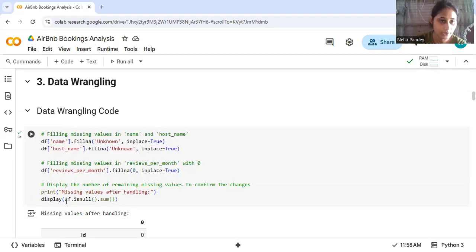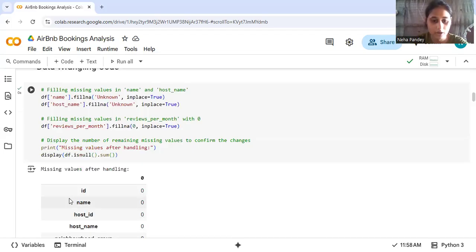Then data wrangling code. Now let's move on to the data wrangling process, where we handle missing values in our dataset. First, we notice that the columns name and host name had some missing values. To avoid dropping important records, I replaced the missing values with the string unknown, which ensures that no rows are lost, while still marking that the information is not available.